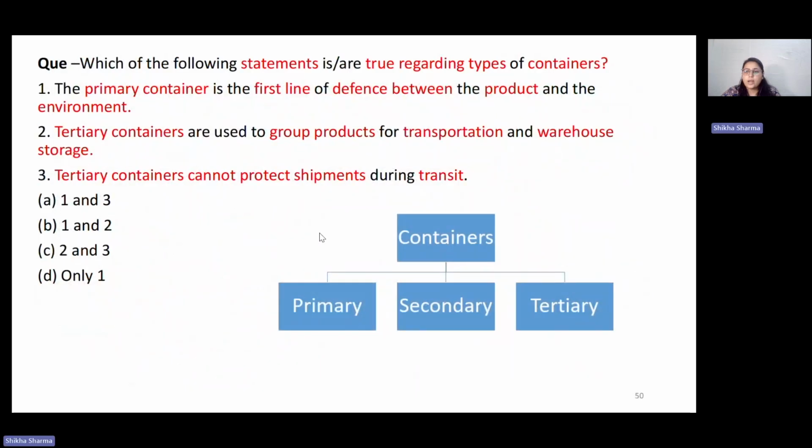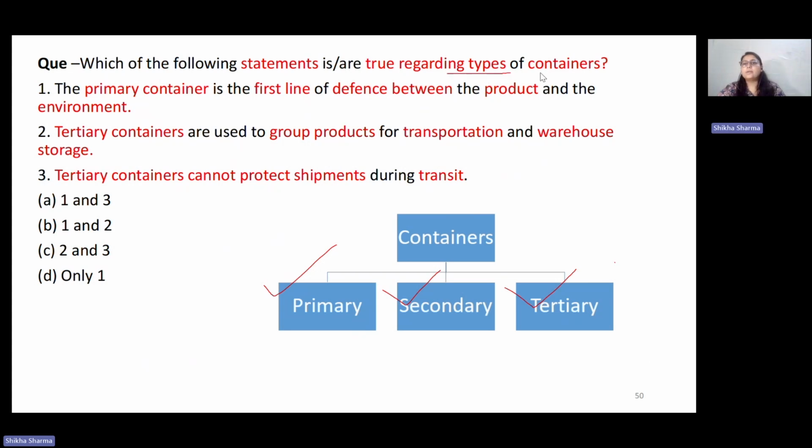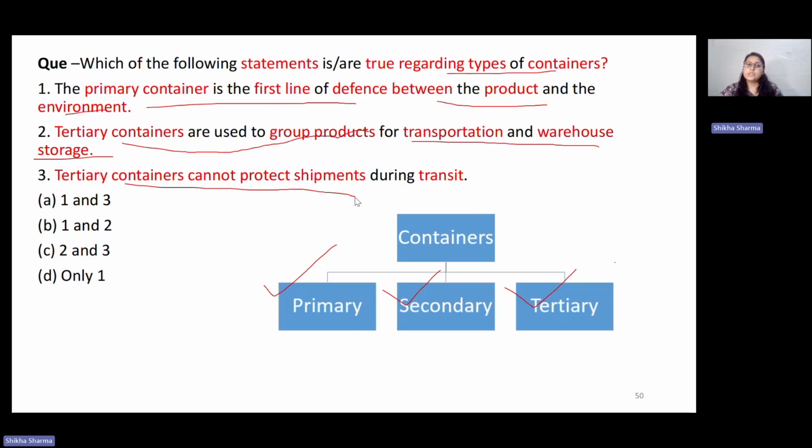Okay, so we have the different containers in packaging, which are primary level, secondary level, and tertiary level. We have different statements regarding that, and we need to tell which is a true statement regarding the type of container. The primary container is the first line of defense between the product and the environment. The tertiary containers are used to group products for transportation and warehouse storage, and tertiary containers cannot protect shipments during transit. So we need to tell which statements are true.